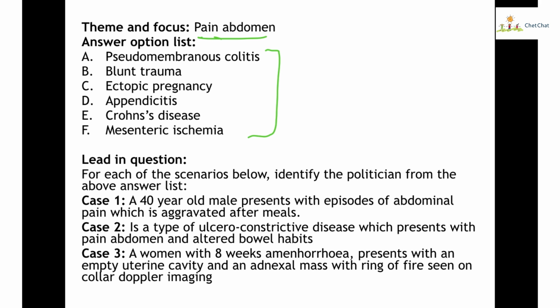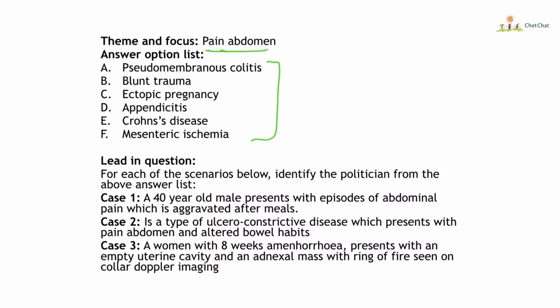I'll start by reading the first case. This is just these small statements. Often they might be very long. If they are kind of these, you can still go through them fast. If there are 5 or 6 lines, do not try reading them at all initially. Just wait for the entire exam to finish. Then you attempt these 4 or 5 questions, because you don't want to leave 10-15 questions trying to solve these 5 questions. So, a 40-year-old male presents with episodes of abdominal pain which is aggravated after meal.